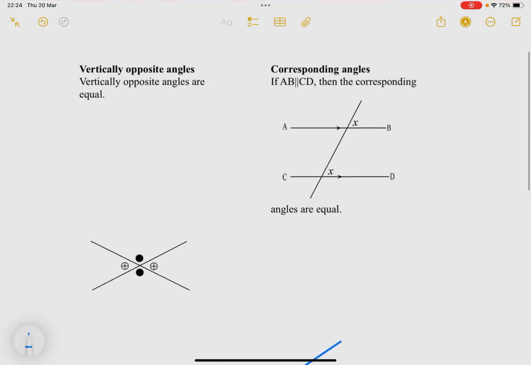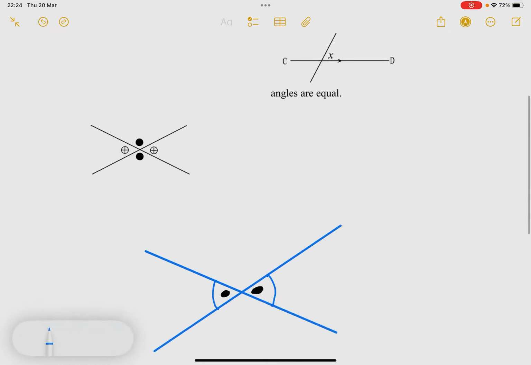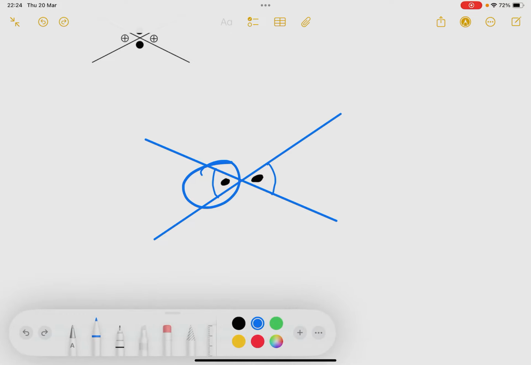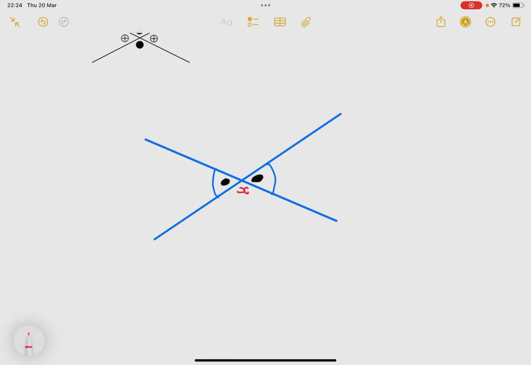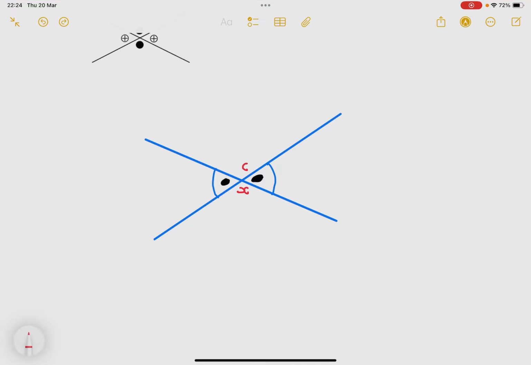And what is the reason? Vertical opposite angles are equal. So this angle equals this angle because they are vertically opposite angles. This one I'm going to call X. The opposite of this angle is this one, so that angle also equals X. Even this one is going to equal X, because they are vertically opposite angles. Do you guys now get it? Do you now understand it?